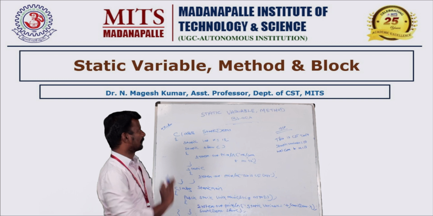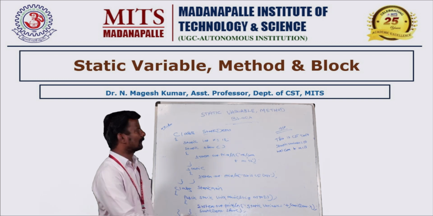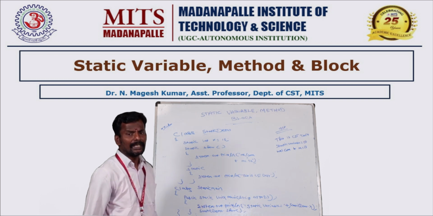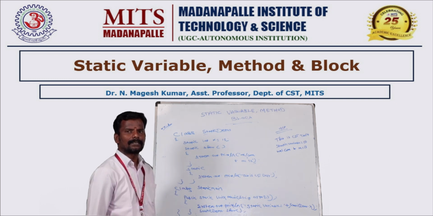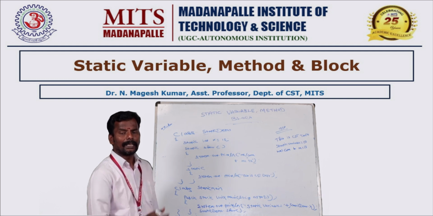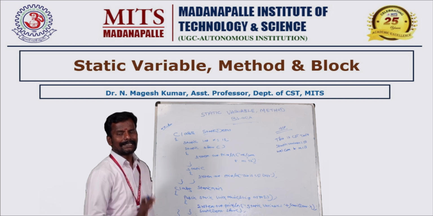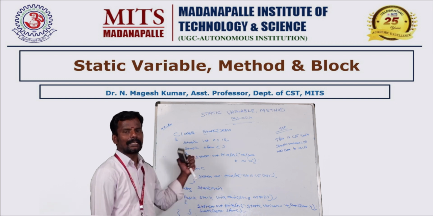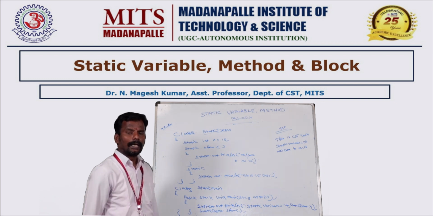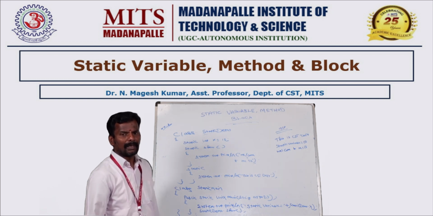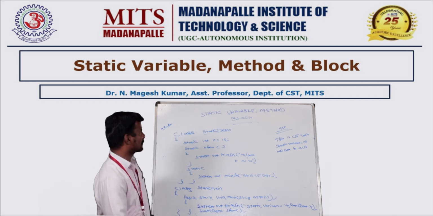So what is the meaning of the static variable, method and block? Now I will summarize whatever we discussed in today's session. First, the static variable. A static variable is any variable declared within the class by using the keyword static. It can be accessed either directly or by using the class name. So that is the static variable.